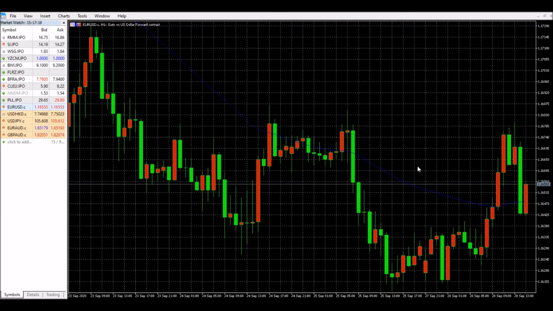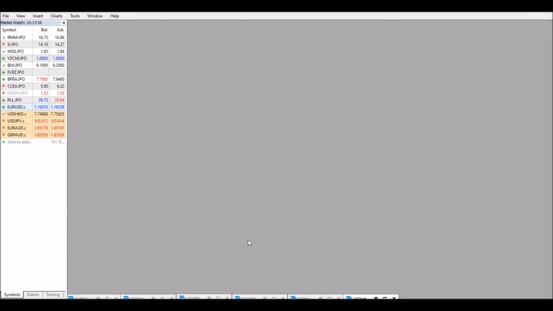Okay, so now let's try another example and let's see how the moving average is going to describe a particular market. So we can try the USD Japanese yen. I think it's already open here, the USD Japanese yen.